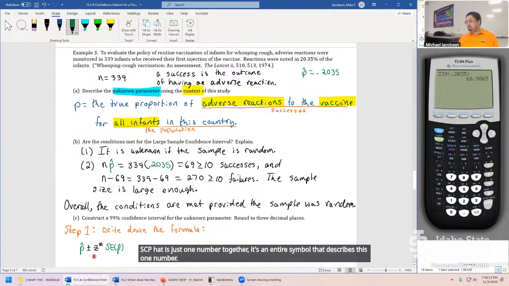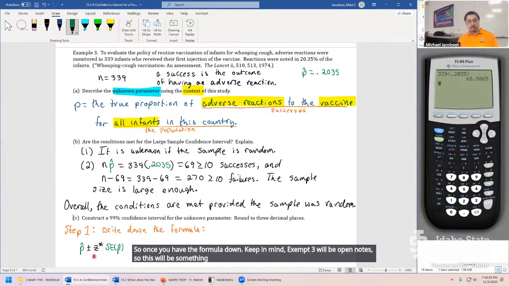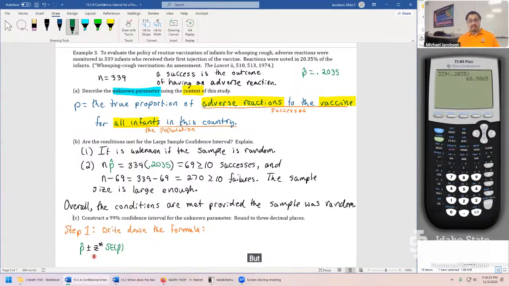So once you have the formula down, keep in mind exam 3 will be open notes. So this will be something you might have memorized just by making those notes and writing this down, but it's something that you would double check in an exam setting. Putting it down on paper is worth partial credit already, and it tells you what to do. Going left to right, step 2 should be write down what p hat is. We already got it down on paper, so there it is. But just for the sake of the step-by-step process, let's say it here.